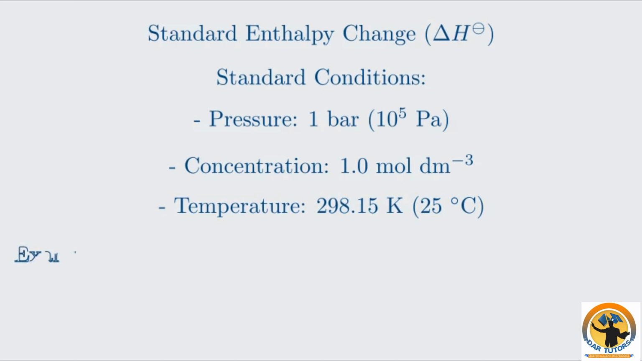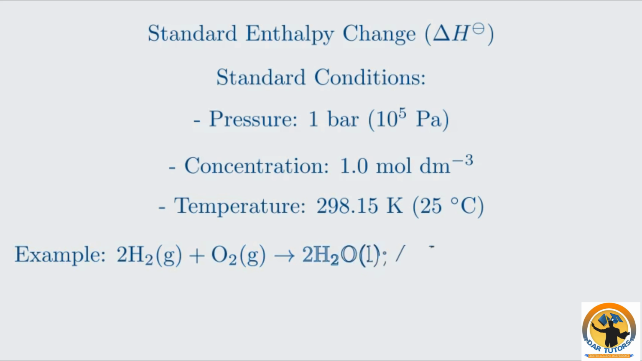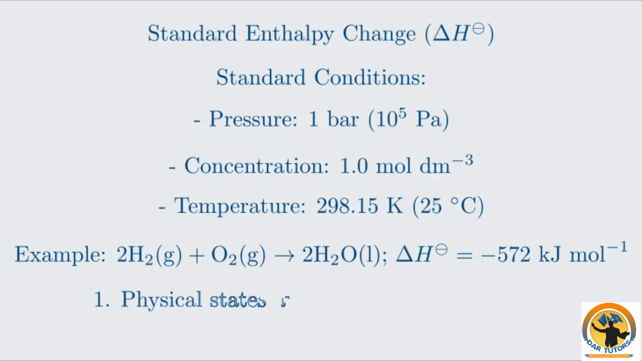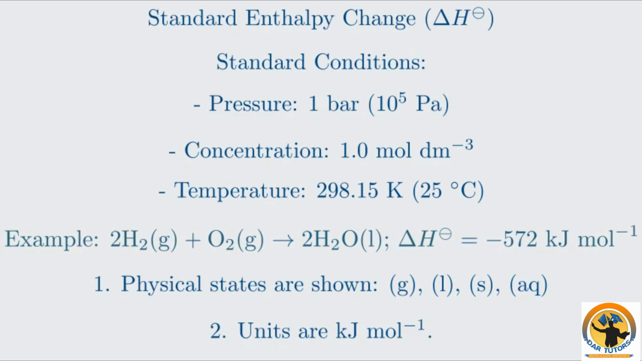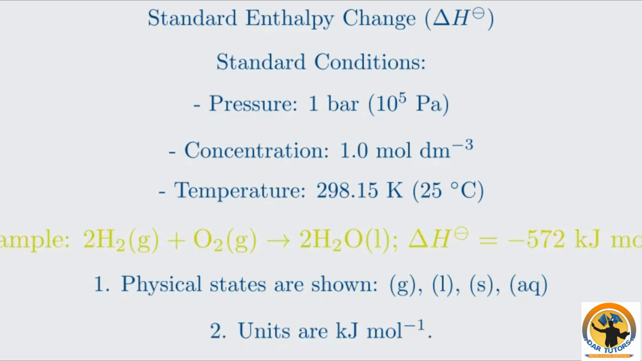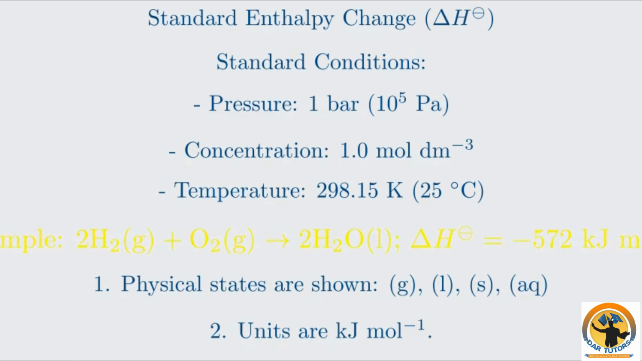So when you see an equation like 2 hydrogen gas plus 1 oxygen gas gives 2 liquid water, with a delta H naught of negative 572 kilojoules per mole, it refers specifically to the reaction occurring under these standard conditions. Notice 2 key points about this notation. First, the physical states are shown in parentheses, like g for gas, l for liquid, s for solid, and aq for aqueous. Second, the delta H naught value is given in kilojoules per mole. This indicates the enthalpy change for the reaction as it is written in the balanced chemical equation.